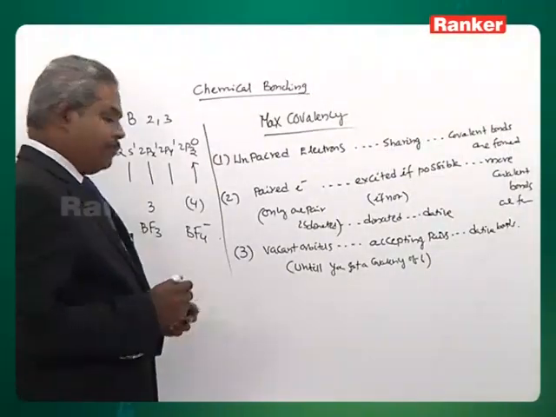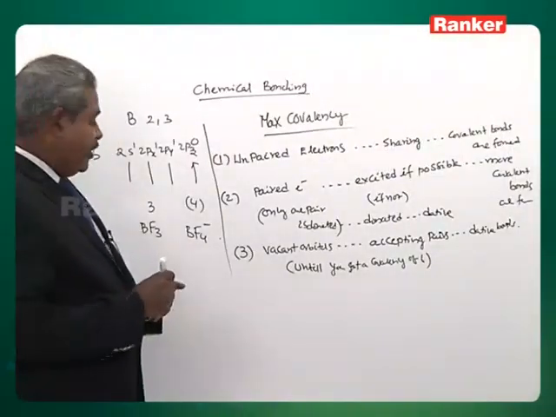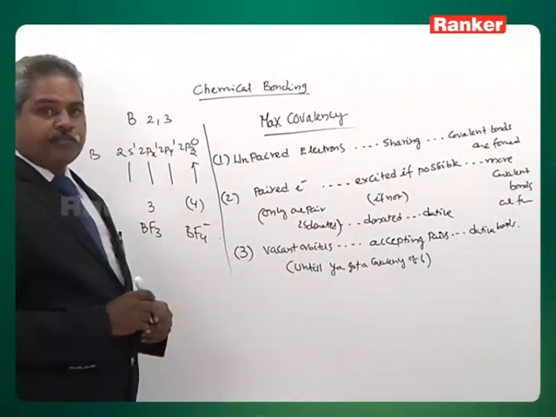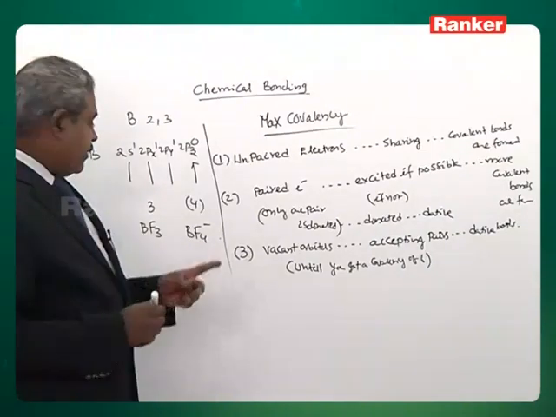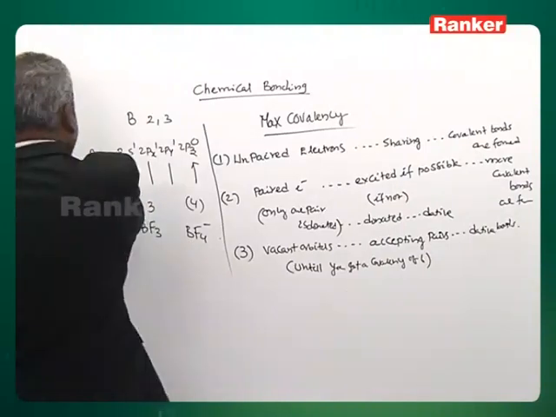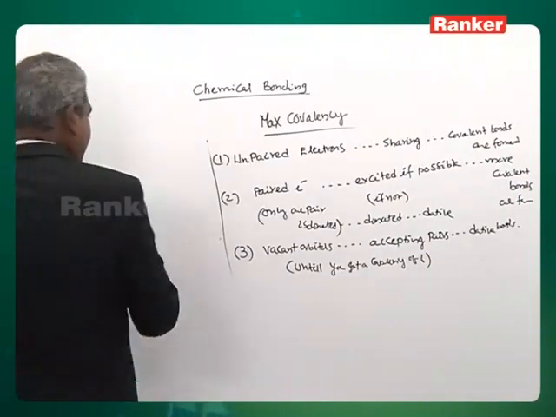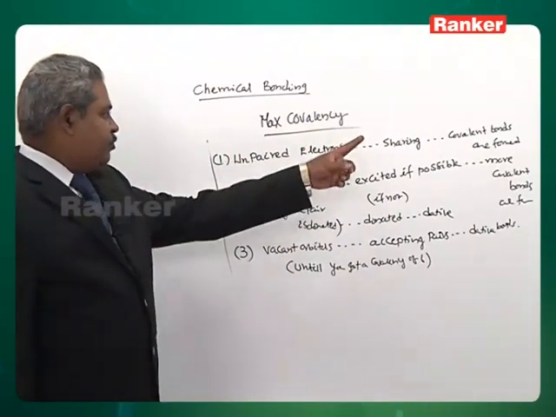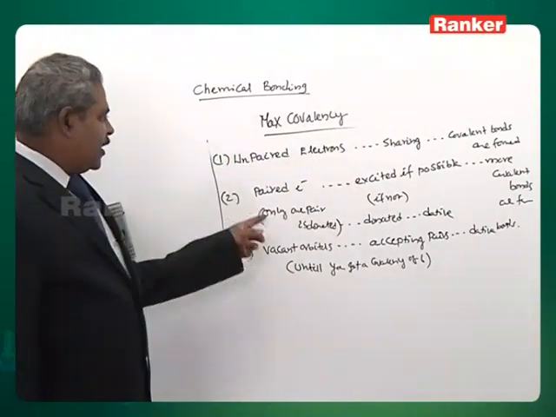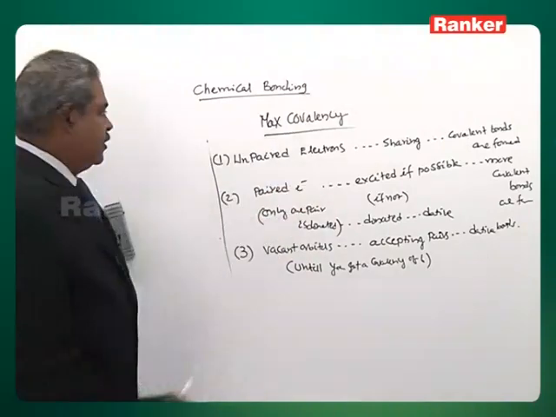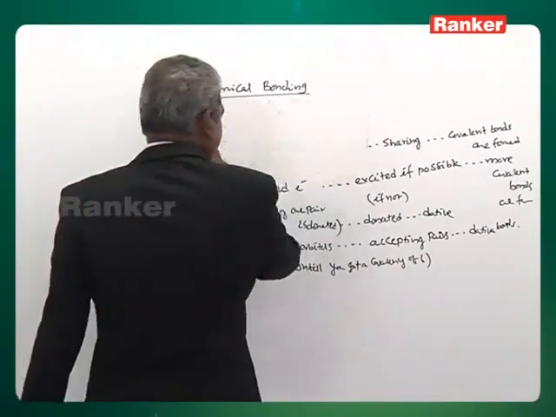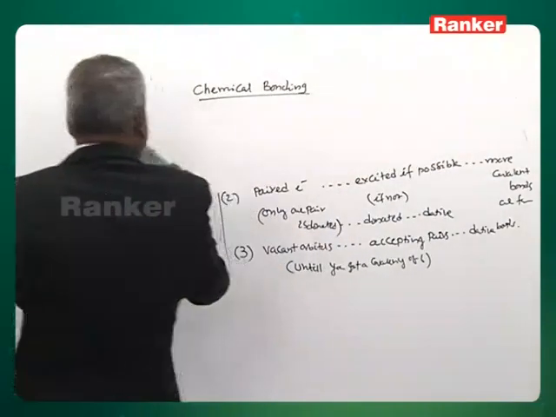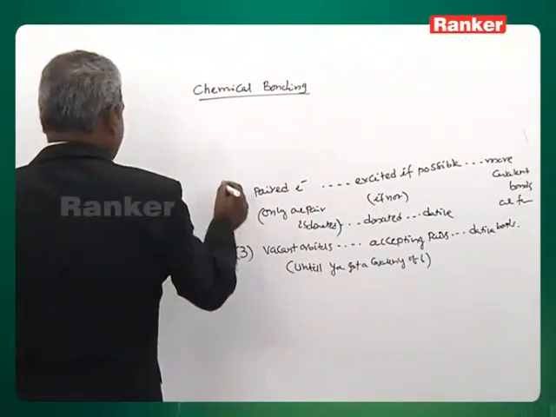What is boron doing in BF4 minus? 3 fluorines, 1 bond each, and F minus donates. So the maximum covalency is 4. So look at it one final time. Unpaired electrons are used in sharing and covalent bonds are formed. Paired electrons are excited if possible. So we have applied unpaired electrons to start with. Let us look at the second one.